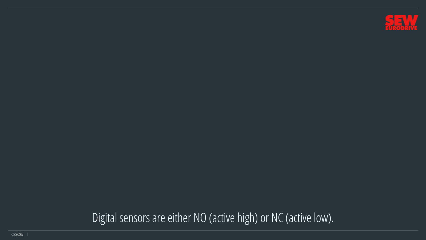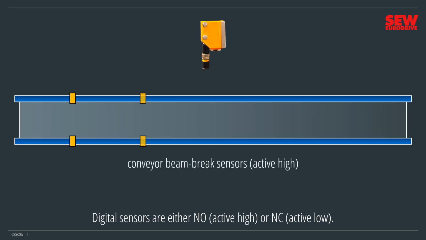Most digital sensors behave like switches and push buttons. They're either normally open, active high, or normally closed, active low. For example, this conveyor has multiple beam break sensors that detect boxes as they pass in front of the sensor, breaking the light beam. These sensors are active high, so their outputs are all low right now since nothing is breaking the light beams. We'll put a box on the conveyor and start the belt moving. Watch what happens to the sensor outputs. As you can see, when the box breaks the beam, the output goes high until the box passes by, at which point it goes low again.